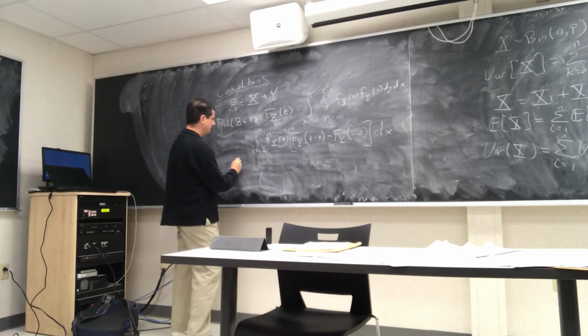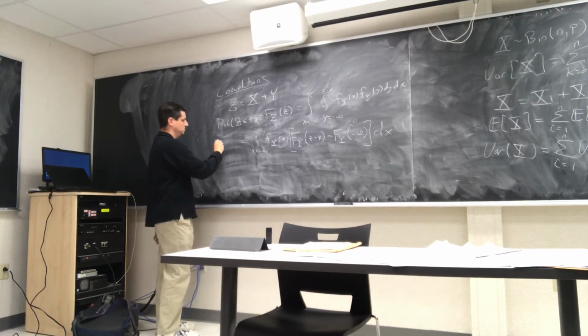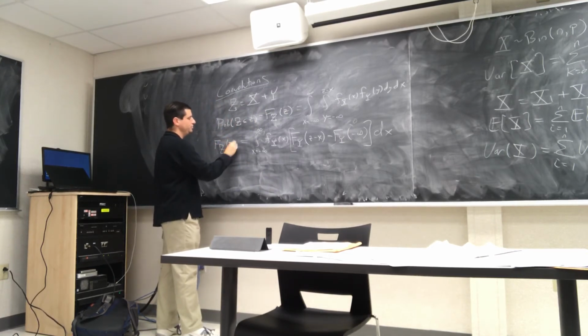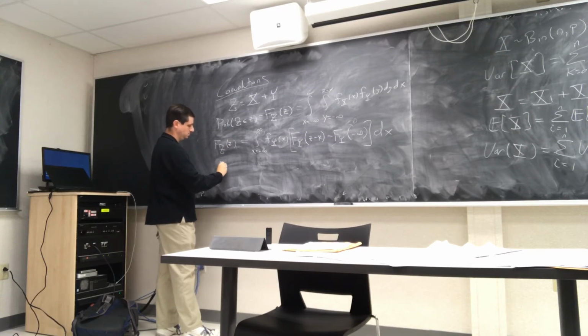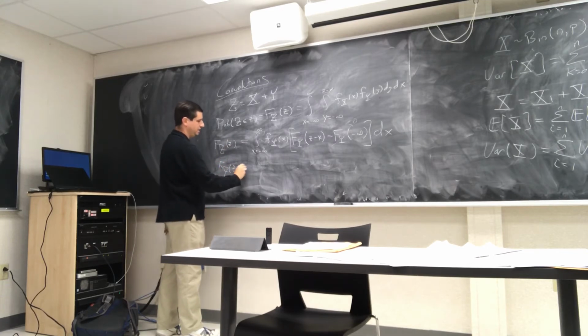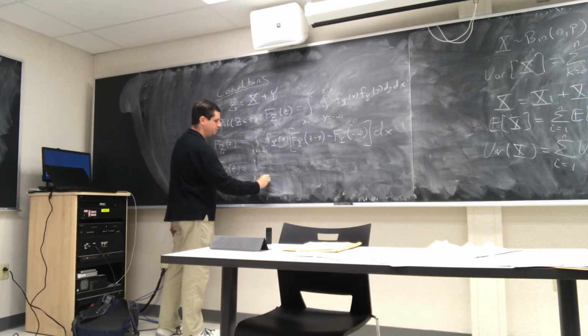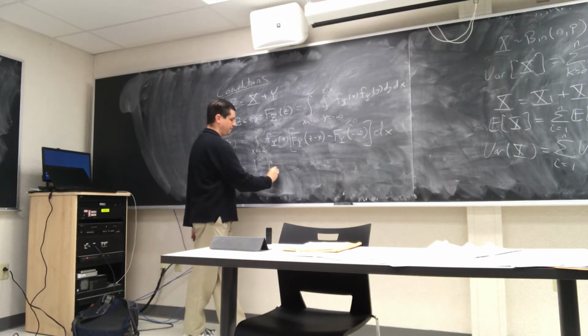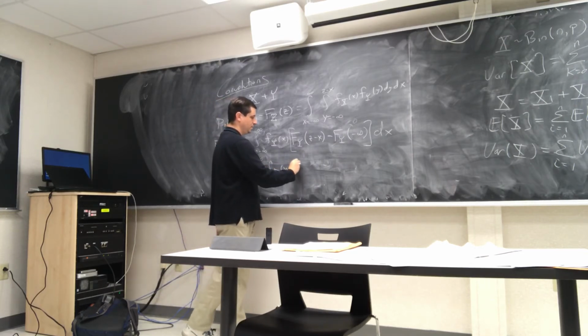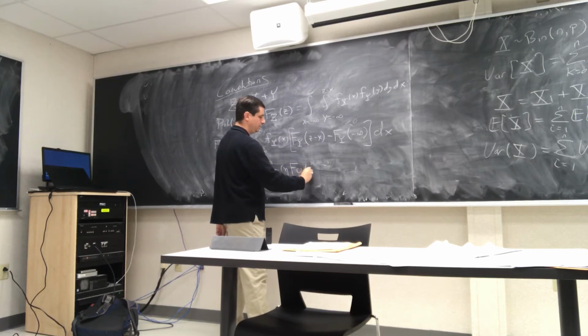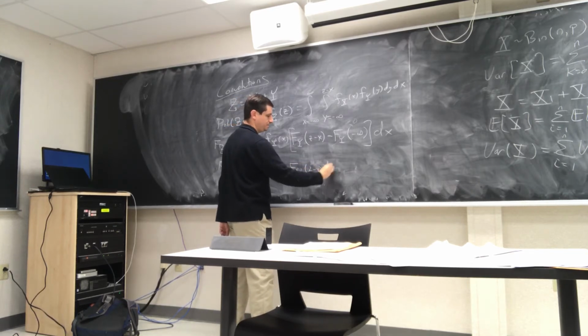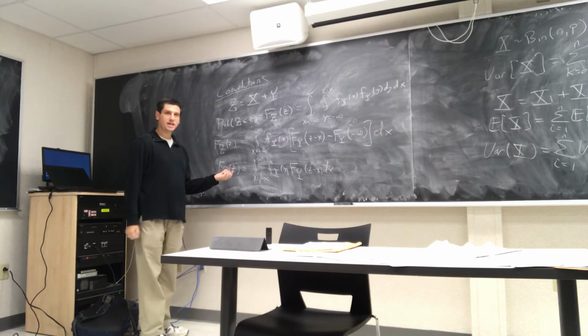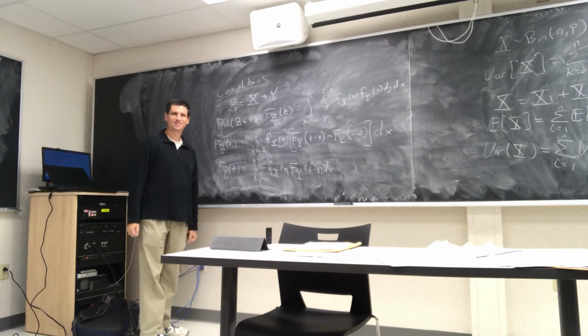And so now I get that my cumulative distribution function of z is the integral x goes from minus infinity to infinity of fx of x, big Fy of z minus x dx. I want to take the derivative. What's the derivative of the integral?